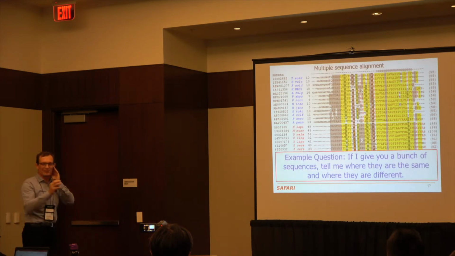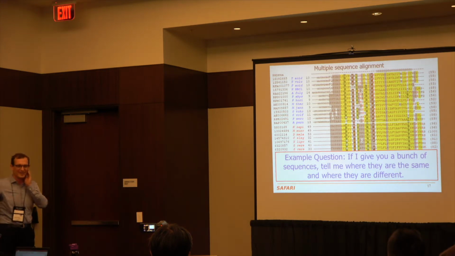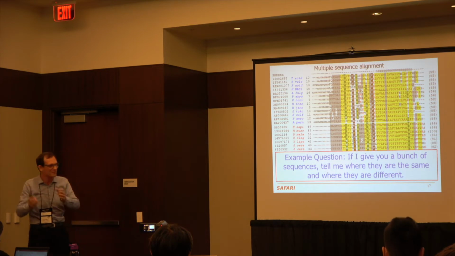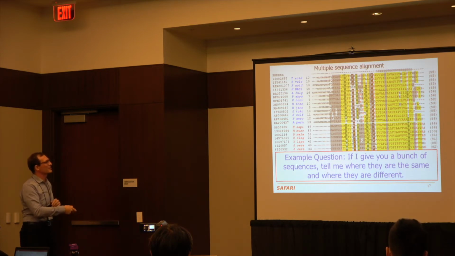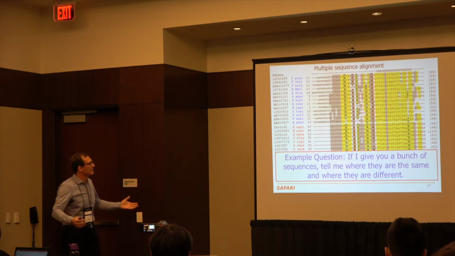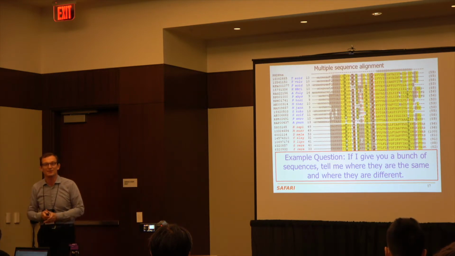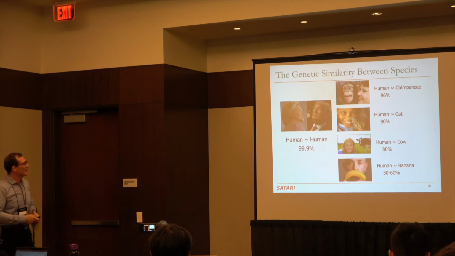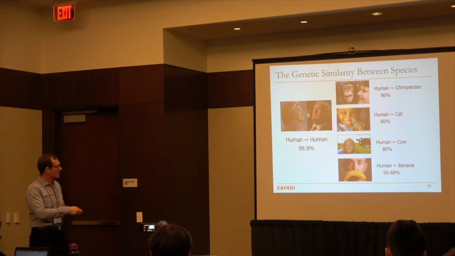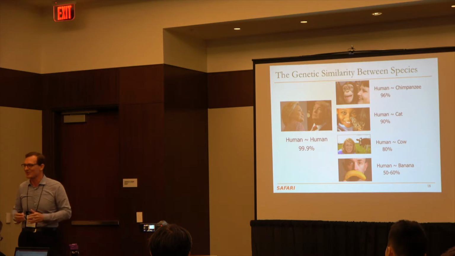Okay, so let me give you some example motivating questions. I think Bill talked about many of these, but I'll give you a couple more. Some of them are similar. For example, if I give you a bunch of sequences, tell me where they are the same and where they're different. This is a multiple sequence alignment, and then you can compare different species this way. And you can figure out that humans are eerily similar, whereas humans are different from bananas, for example.